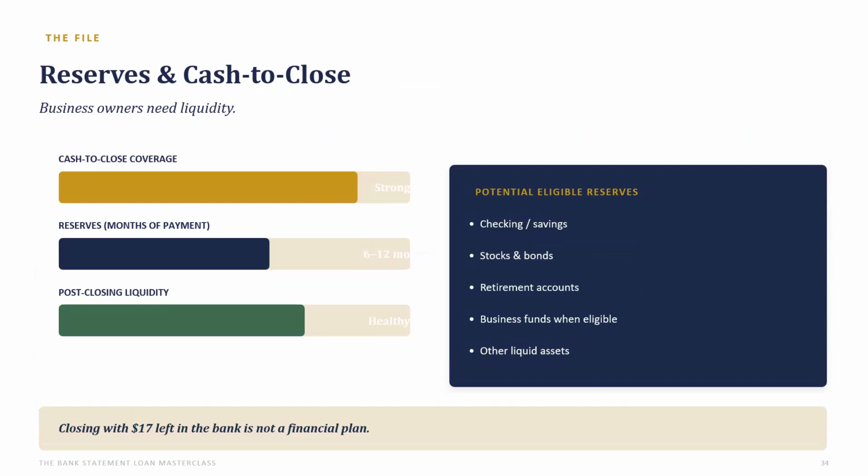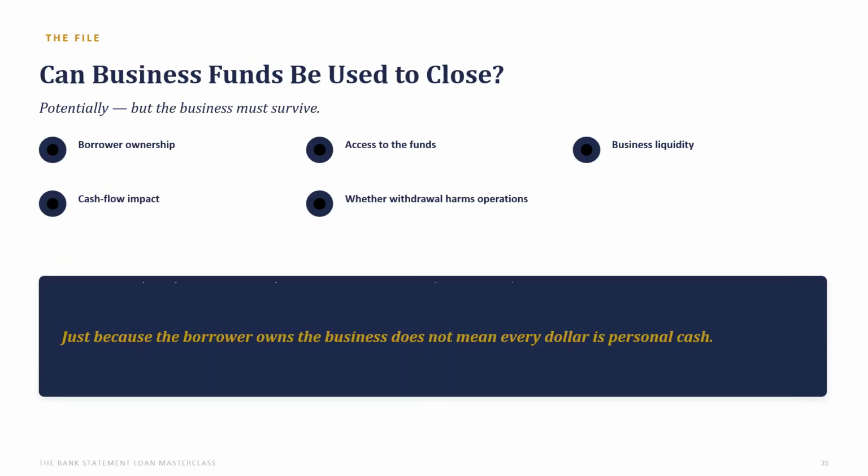Reserves and cash to close. Business owners need liquidity, so we do want to show strong cash to close coverage. A decent reserve, 6 to 12 months, is preferred. Post-closing liquidity, we want to show that's healthy. Closing with $17 left in the bank account is not a financial plan, right?